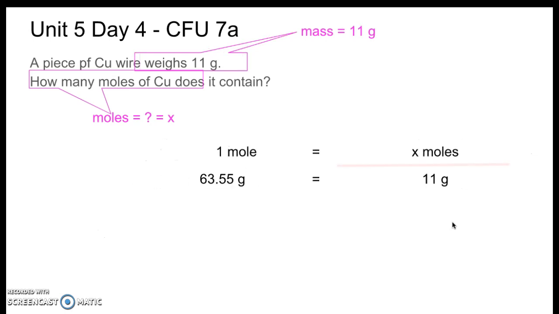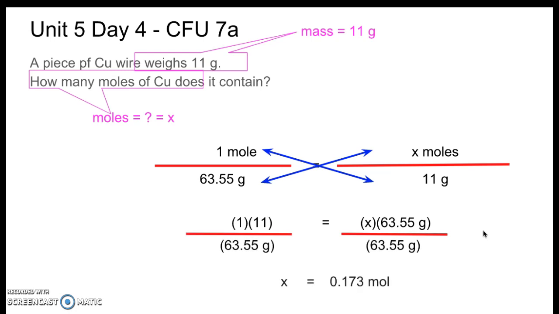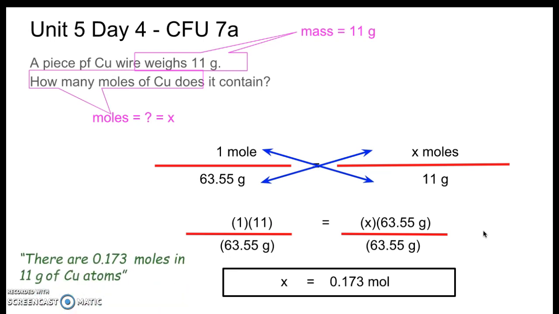So here are our two fractions again. We're going to cross multiply to solve. In this case, we have 1 times 11 on one side and x times 63.55 on the other. To solve for x, we're going to divide both sides by 63.55, and then we get x is equal to 0.173 moles. And so our final answer here is that there are 0.173 moles in 11 grams of copper atoms. If you have questions on how we get the molar mass or atomic mass for copper, refer to the video on atomic mass and molar mass.